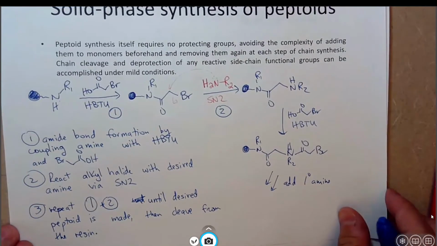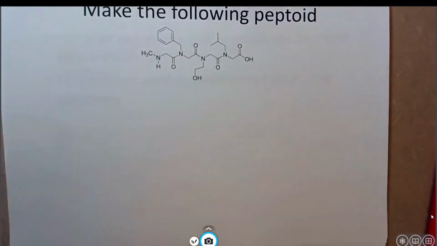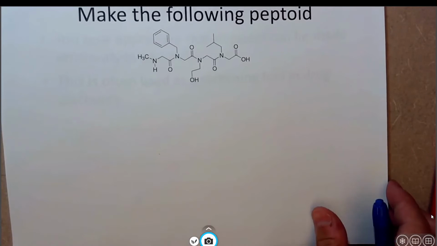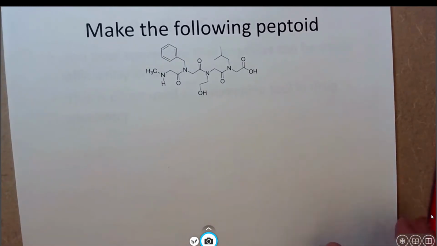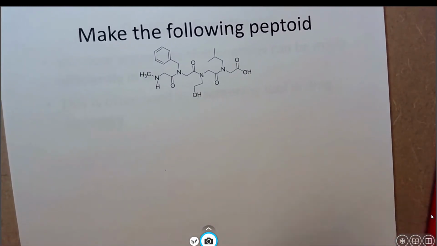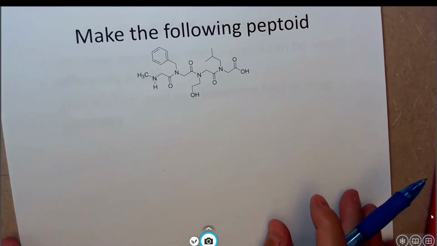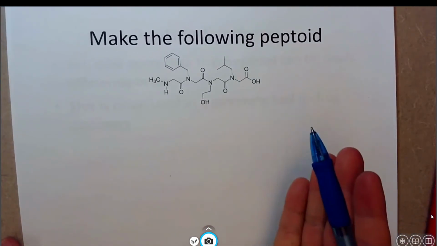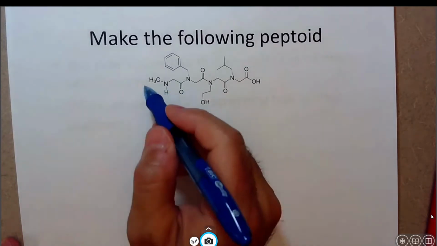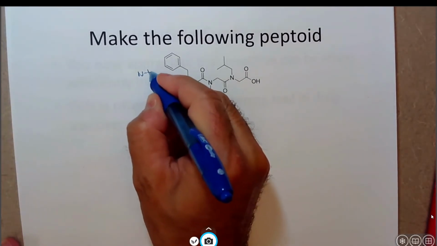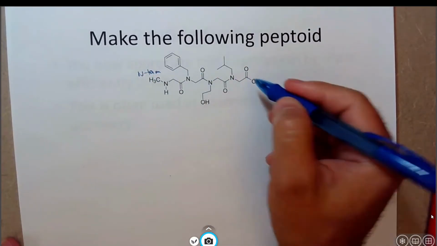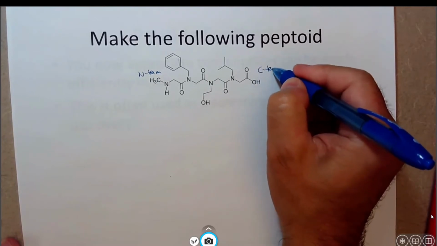Okay, so let's actually make a peptoid. All right, so here's a peptoid that we want to make. Okay, so the first thing we want to do is look at where the N terminus and the C terminus of this peptoid is. So as you can see from the left, this over here is our N terminus, the nitrogen, and over here on the right is our C terminus.